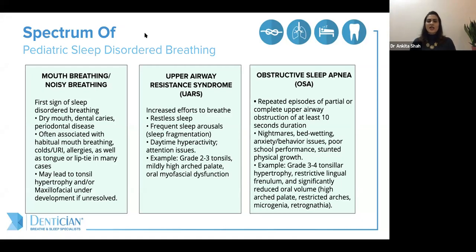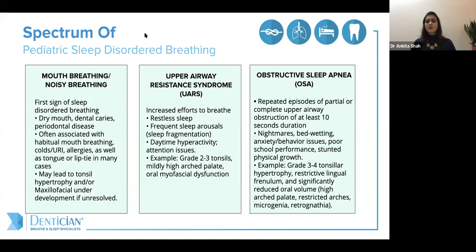Okay, so obstructive sleep apnea is the stage when the mainstream medical profession will start treating it. When there is a complete obstruction of breath, the child is not able to breathe a couple of times, like 10, 12, 15 times every hour. And these children may have nightmares, a lot of bedwetting, anxiety issues, behavior issues, and poor academic performance. They also have delayed milestones. They are behind in their growth and development compared to other kids of their age.